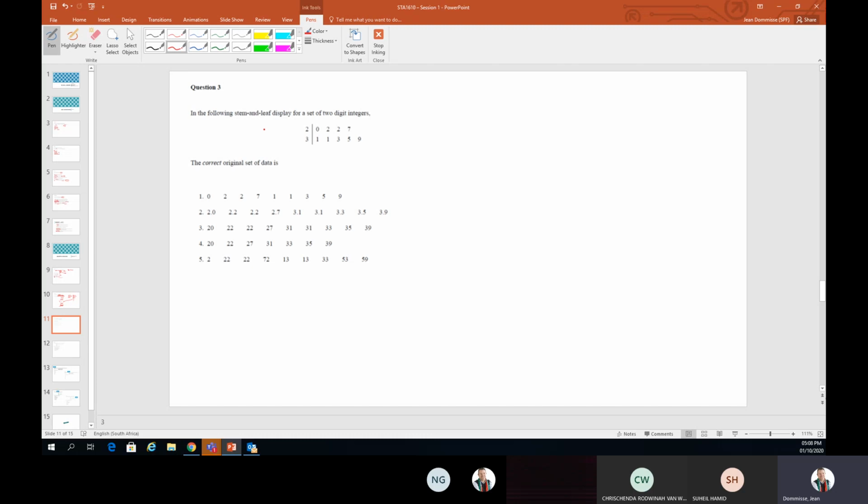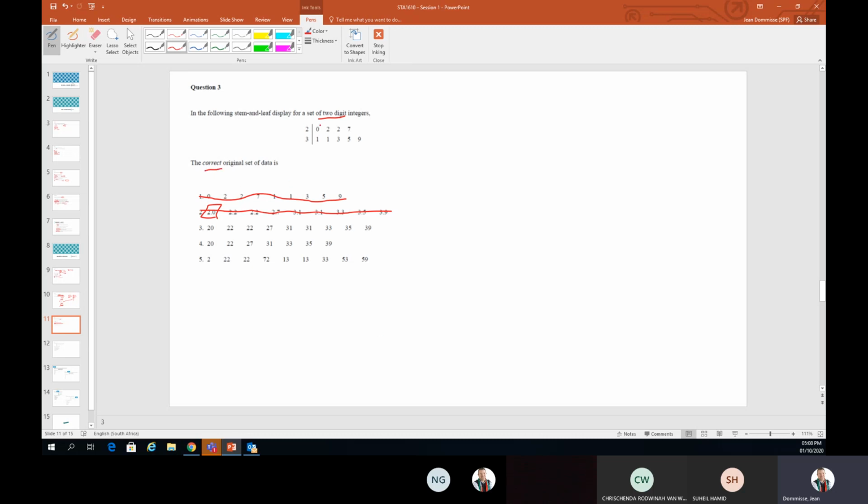Okay, look at this question now again. So a set of 2-digit numbers. So when it's 2 digits, that is not a 2-digit number. So automatically I take out that option. So a 2-digit number is 20. It will be 22. So if I look at 2-digit numbers, that is not a 2-digit number. And we are looking for the correct data set.